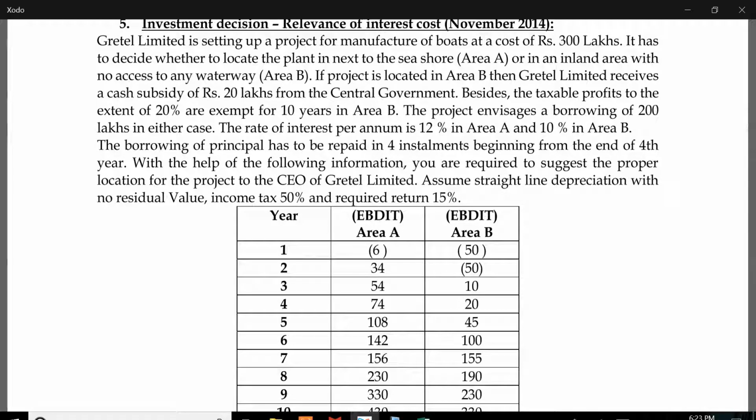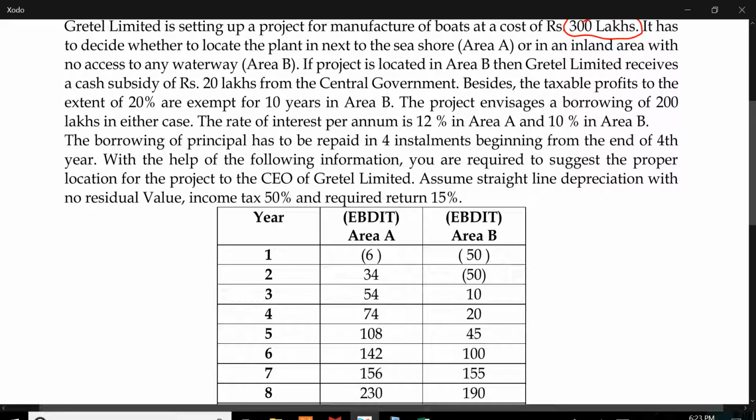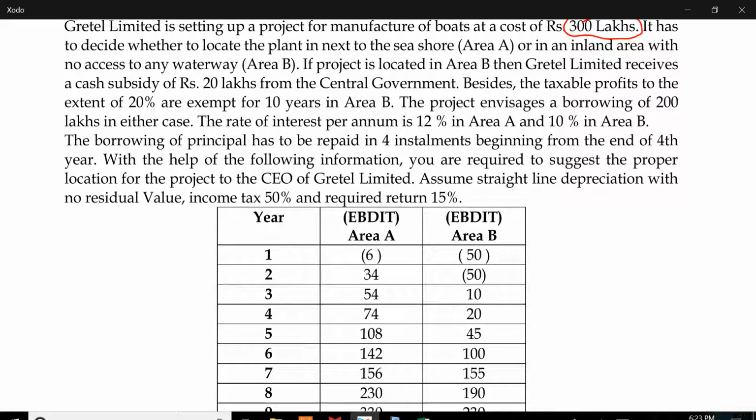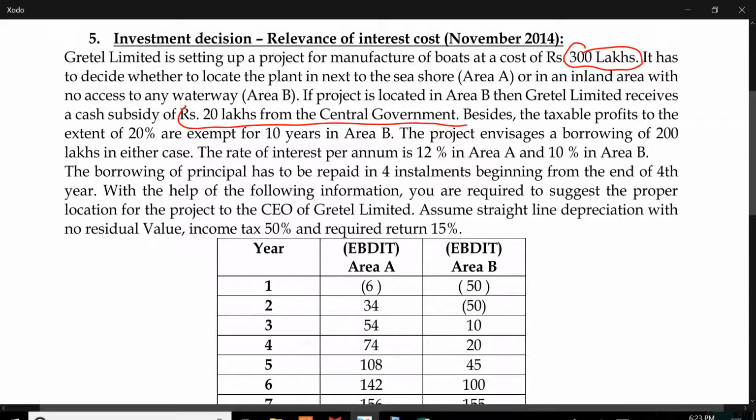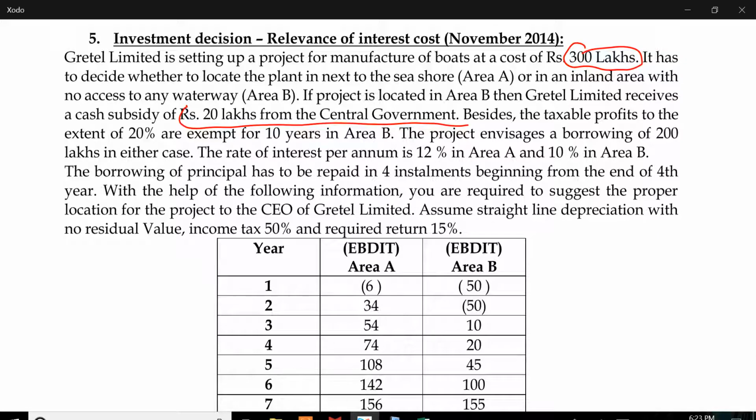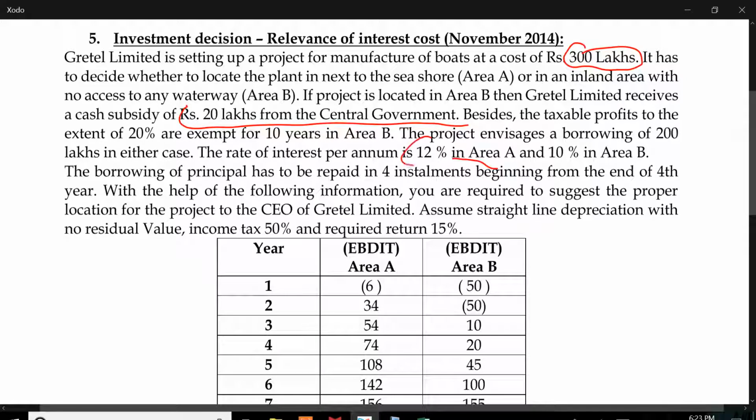Gretel Limited is setting up a project for manufacture of boats. The cost of the project is 300 lakhs. It has to decide whether to locate it in area A or area B. Area B is, I think, somewhere getting some tax benefits and other benefits from the government. If project is located in area B, it receives a subsidy of 20 lakhs from central. Besides, taxable profits to the extent of 20% are exempt. Project envisages a borrowing. The rate of interest is 12% in area A and 10% in area B.